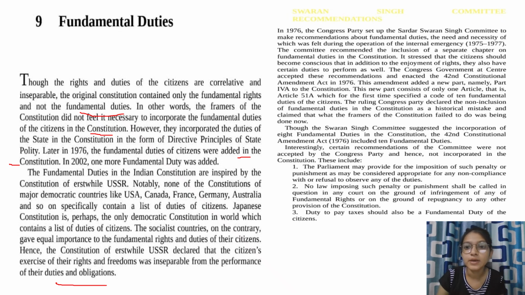The committee recommended the inclusion of a separate chapter on fundamental duties in the Constitution. The committee said that we don't have any part left where we can incorporate the fundamental duties.